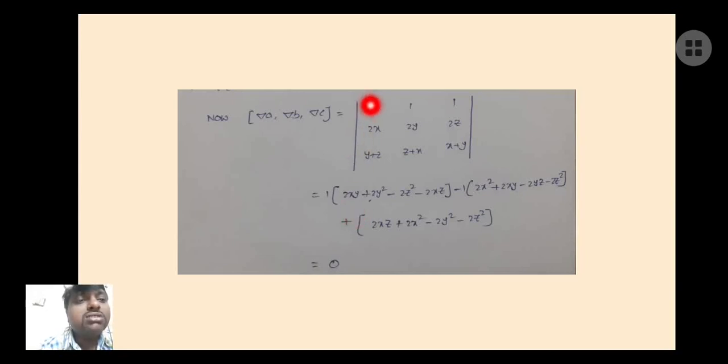So I start with the first row, first element 1. By deleting the first column and first row, the remaining term is 2y into (x plus y) minus (x plus z) into 2z. This is the way I can calculate the determinant. By simplifying this, I am getting 0.